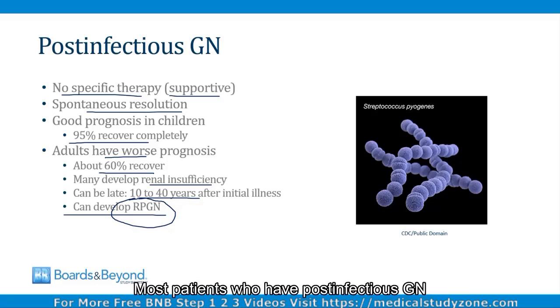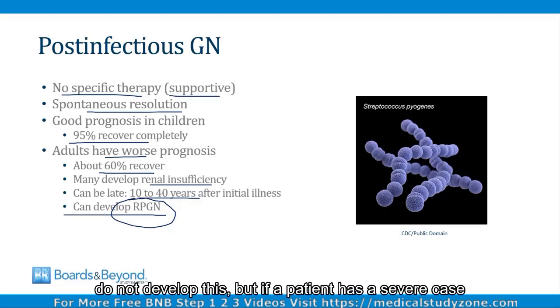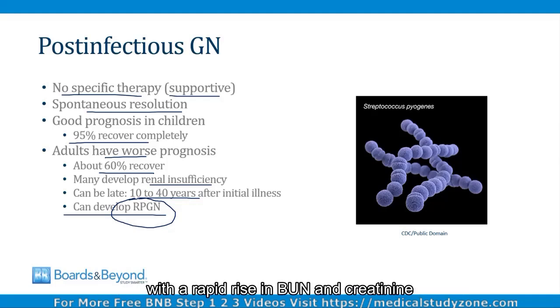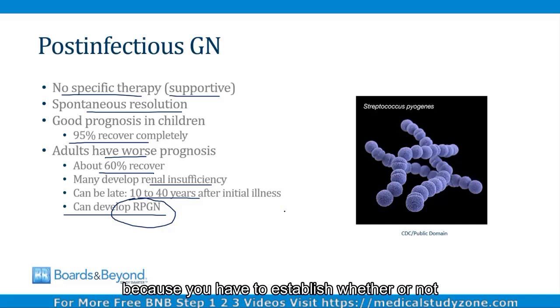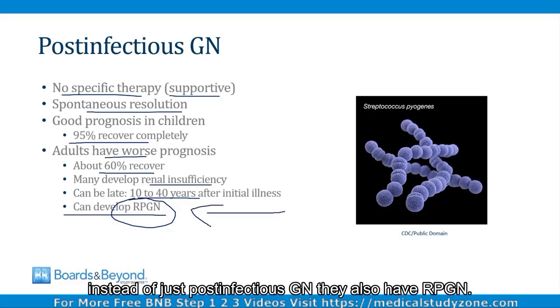Most patients who have post-infectious GN do not develop this, but if a patient has a severe case with a rapid rise in BUN and creatinine, those are patients that are sometimes sent for biopsy because you have to establish whether or not, instead of just post-infectious GN, they also have RPGN.